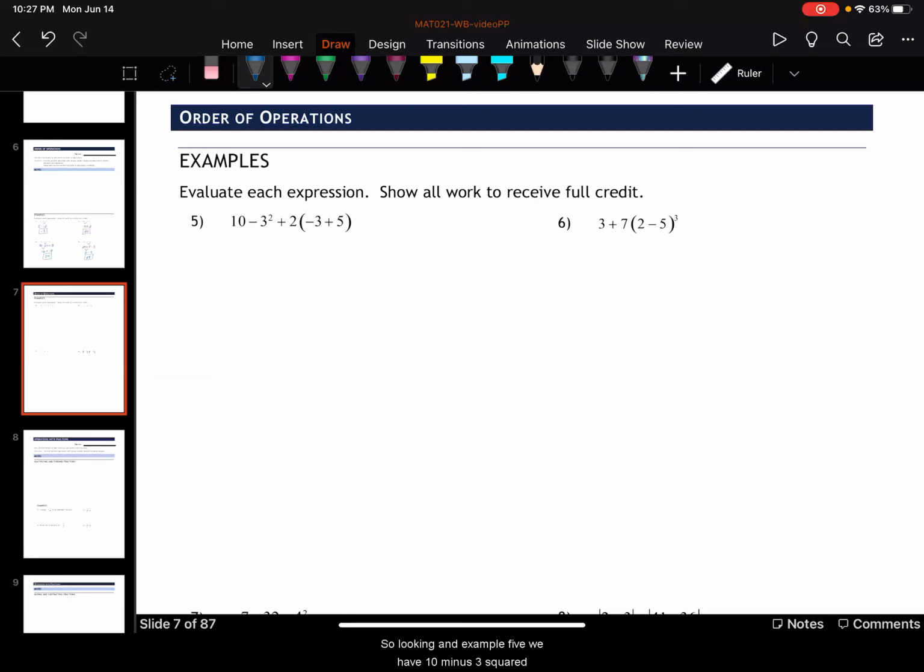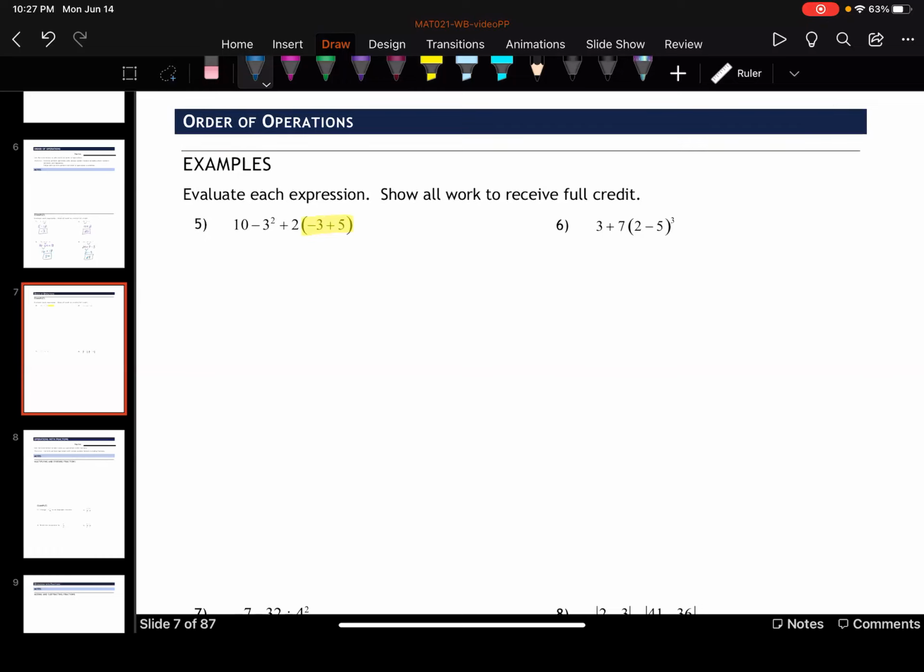So looking at example 5, we have 10 minus 3 squared plus 2 times the quantity negative 3 plus 5. So with our order of operations, we need to do what's inside our parentheses first, which means we will need to do negative 3 plus 5. So we would have 10 minus 3 squared plus 2 times 2, because negative 3 plus 5 will give us 2.